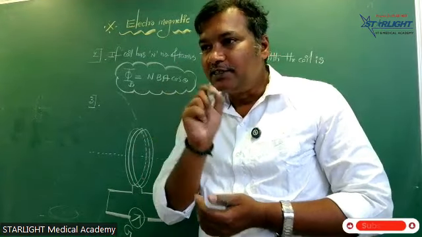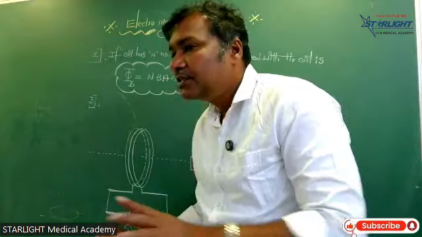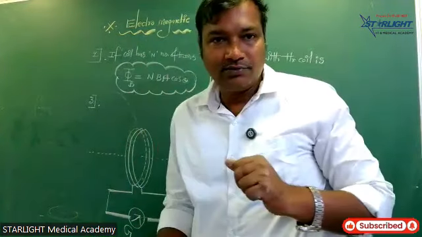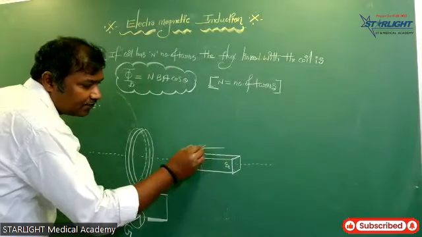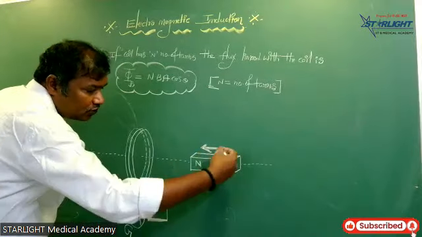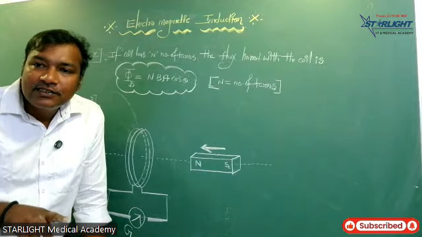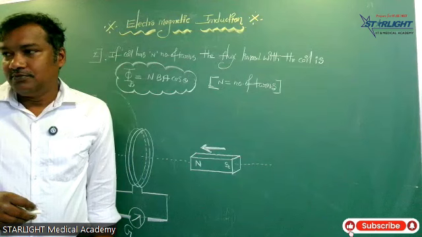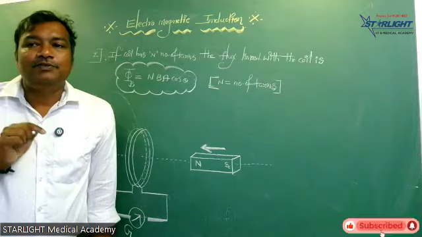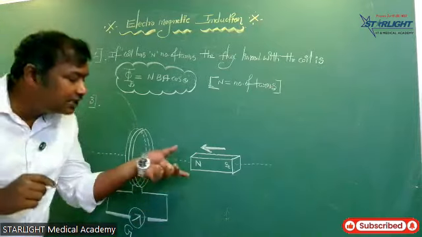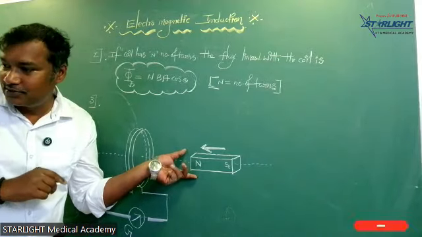Why is current generated here? If the galvanometer shows deflection, we have to decide it. Here the current is circulated in the coil. We moved the magnet forward, so the magnet is moved towards the coil. Changing magnetic field creates electric field. I told you in the previous chapter, remember? In Maxwell's electromagnetic waves, I told you this. Check it once: changing magnetic field creates electric field.